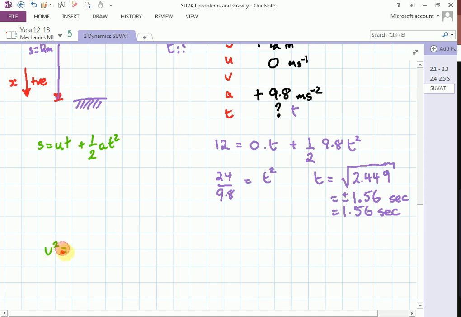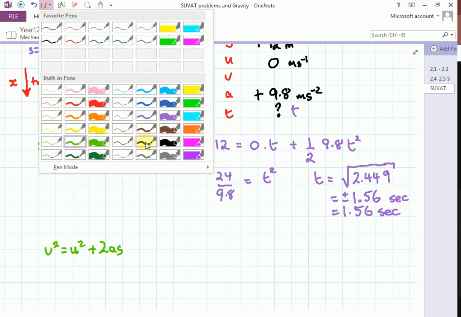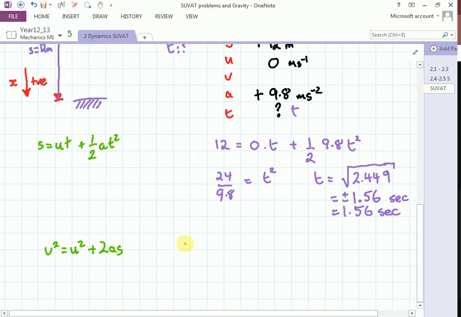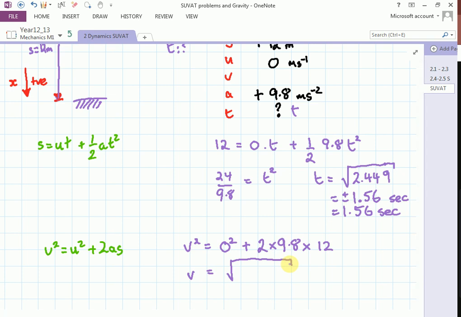So V squared equals U squared plus 2AS. We'll use the numbers from the equation before. V squared is 0 squared plus 2 times g times 12. So V is the square root of, it's going to be something like 14 root 30 over 5, because of the way they sometimes do it.